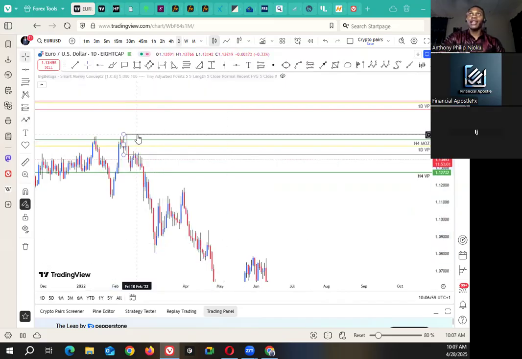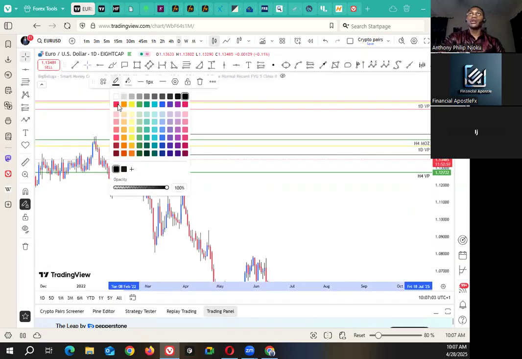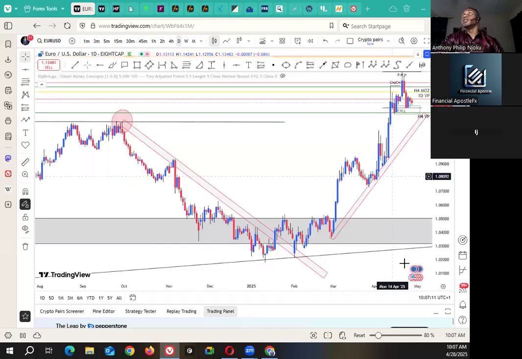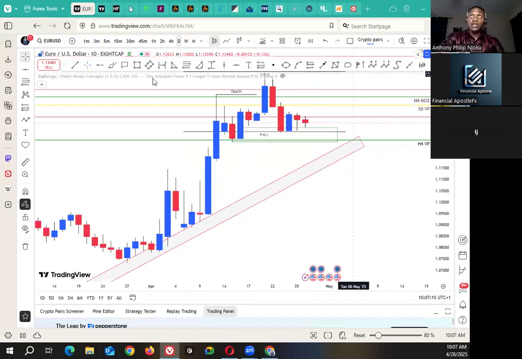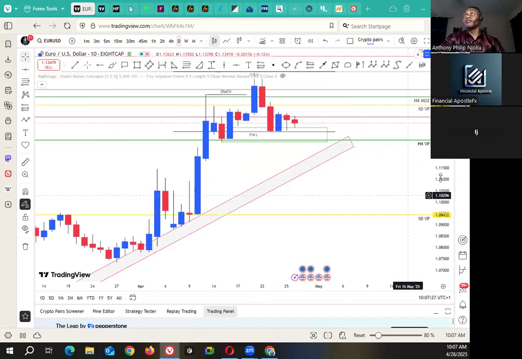I like to mark my supply zones with the red zone, but meanwhile, I already marked it out on the daily time frame. That's the supply zone. Then the current demand zone on the daily time frame. This can be seen as the current demand zone, this over here, this current demand zone on the daily time frame. So the market actually works with demand and supply most times.